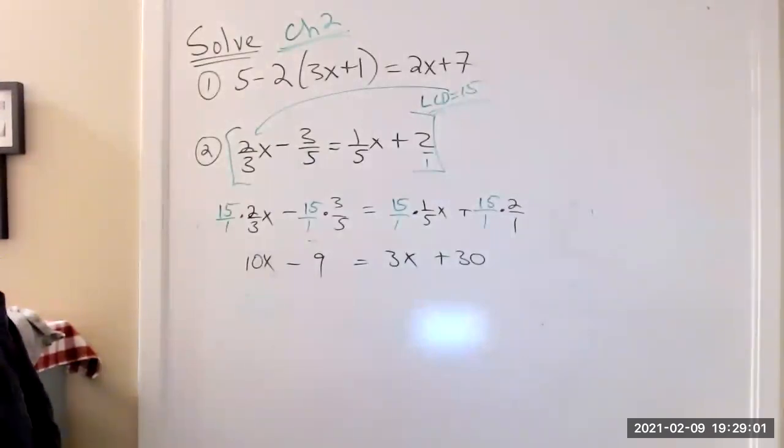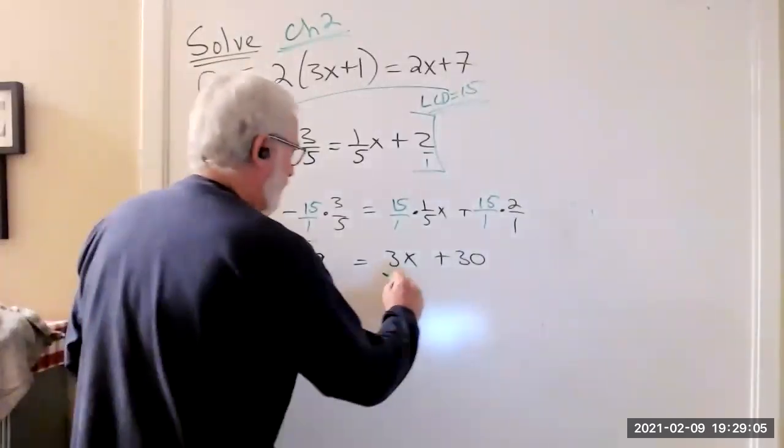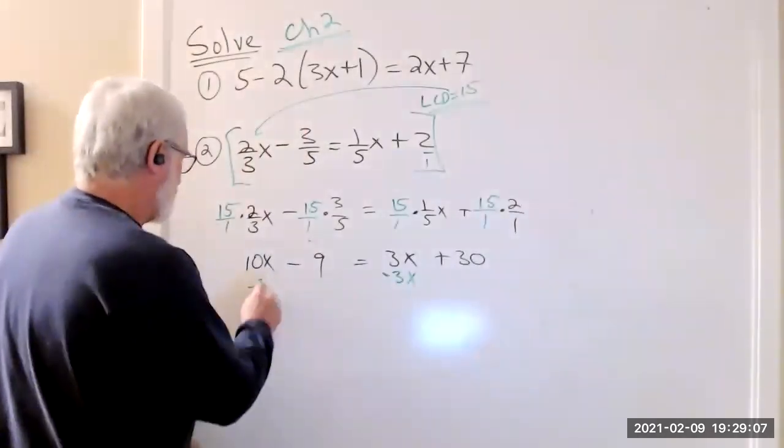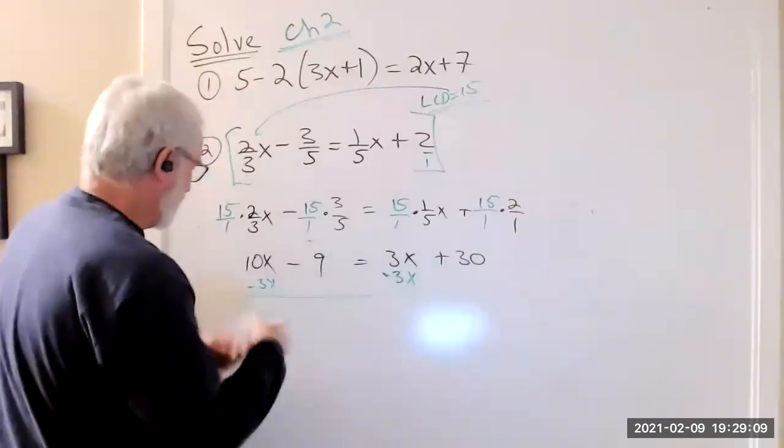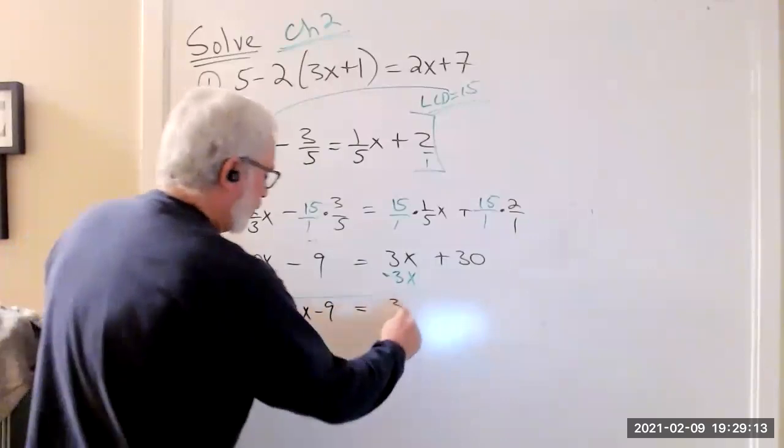No. All right. So, okay, real quick, I'm going to knock through this. I'm going to take 3x away from both sides. That's going to give me 7x minus 9 equals 30.